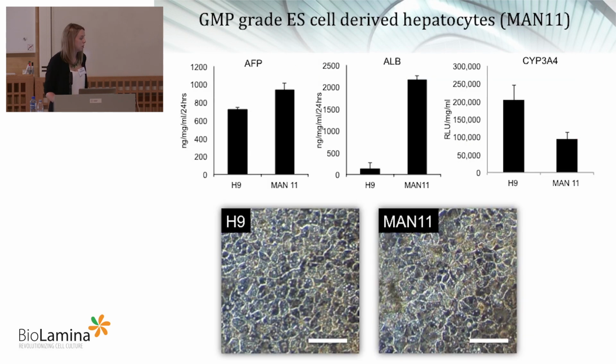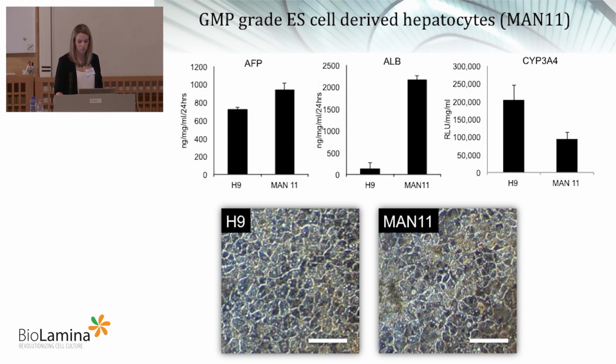This process can be translated to GMP grade cell lines. As you can see here, the AFP production, alpha-fetoprotein, is an early hepatic marker. So we see slightly higher levels of this in our MAN11 cell line, and significantly higher levels of albumin in this cell line. Again, with different batch-to-batch variability or different cell lines, we experience different cytochrome activities as well.